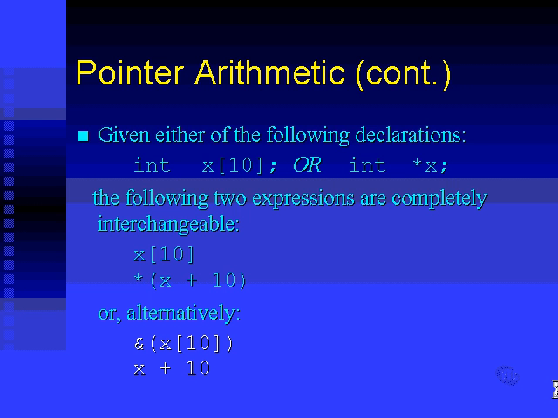Alternatively, you could write this. Now this isn't the same as the first two, but these are the same as each other as well. This x brackets 10, if you take ampersand of that, then obviously you're saying the address of the 10th element. What I'm going to assert to you is that x plus 10 is also the address of the 10th element.